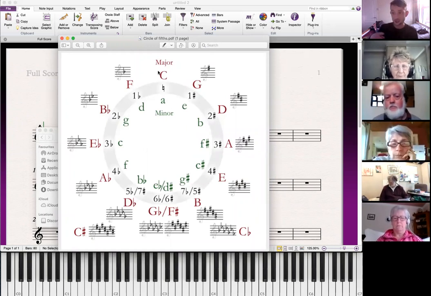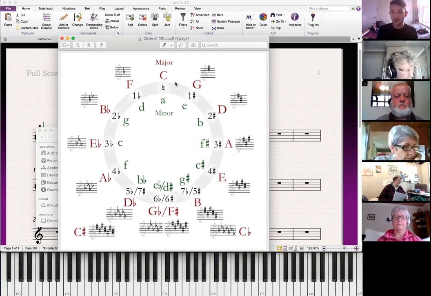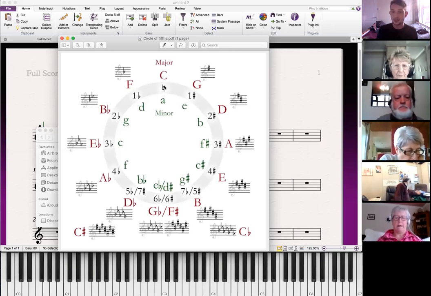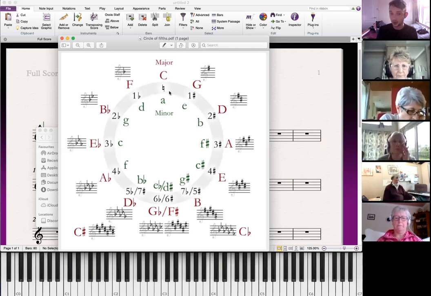From the outer circle inward, we've got our major keys on the outside of the circle in red, with their key signatures here on the outside. Then this grey circle tells you how many sharps or flats are contained within that key signature, or within that scale. And on the inside, the green ones in lowercase are the relative minor keys to that major scale. So the relative minor for C is A, the relative minor for G is E, the relative minor for F is D minor.